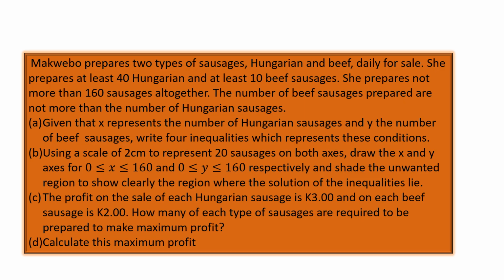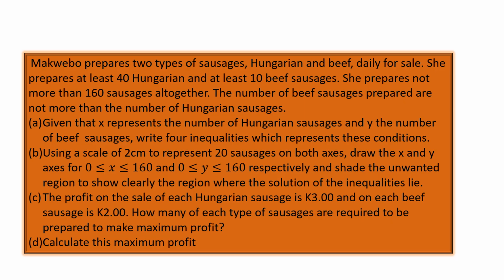In this question, the question is saying Makwebo prepares 2 types of sausages, Hungarian and beef, daily for sale. She prepares at least 40 Hungarian and at least 10 beef sausages. She prepares not more than 160 sausages altogether. The number of beef sausages prepared are not more than the number of Hungarian sausages.